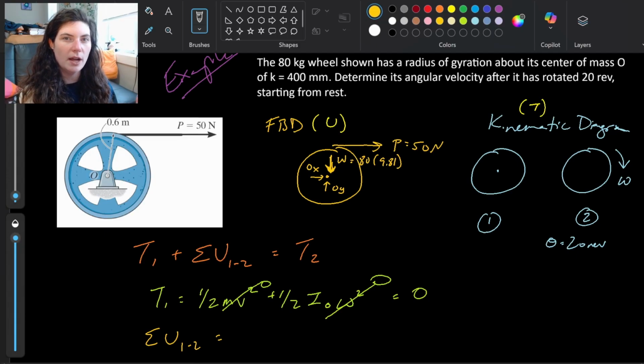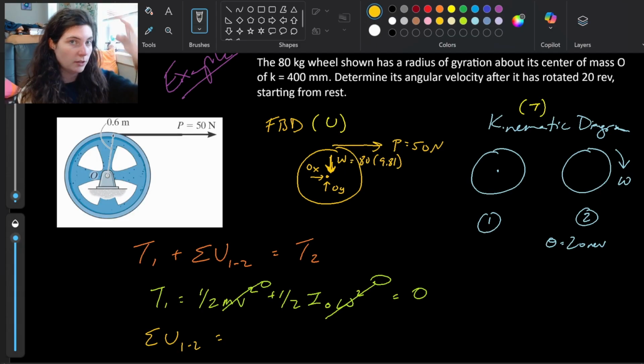So I know that my OX and OY aren't going to be doing any work, right? That point O isn't moving at all. It's just those reaction forces that keep it there in place. And we'll also notice that the weight actually isn't doing any work there either, because again, that center of mass is not moving.